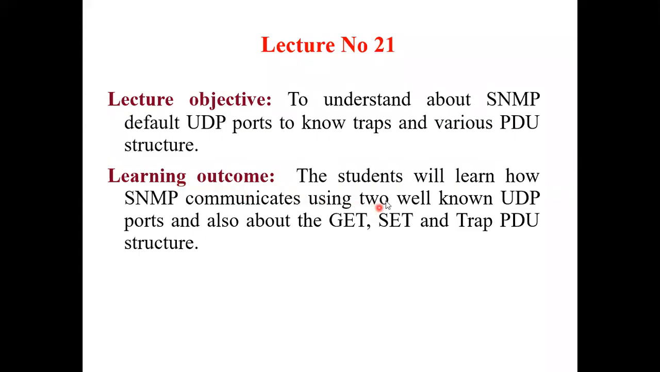The learning outcome will be that you will learn how SNMP communicates using two well-known ports. This word is highlighted: two well-known ports. It means that without this, there is no SNMP communication. You cannot set up an SNMP communication if you don't know that I have to set this port for the agent and this port address for the manager. That's why we call them two well-known ports. And also we will know about the get, set, and trap PDU structure. This is important from the viewpoint of a theory exam.